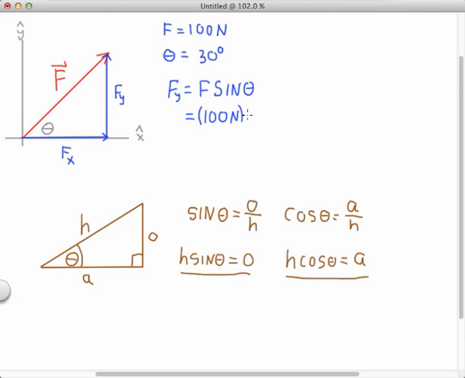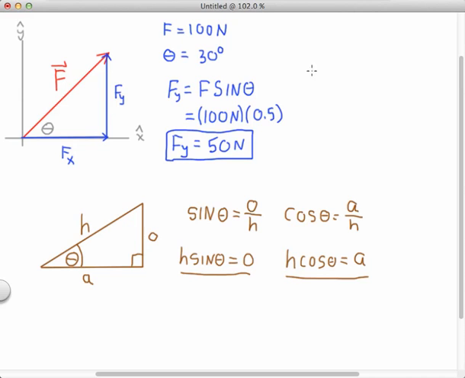And if you look in your calculator and check for the sine of 30 degrees, you'll see that the sine of 30 degrees is 0.5. And this means that the y component of the vector f is 100 newtons times 0.5, which is 50 newtons. And so 50 newtons is the vertical component of the vector f, and it's positive because it points up. If the vector f had pointed down this way, for example, then the y component would be negative.